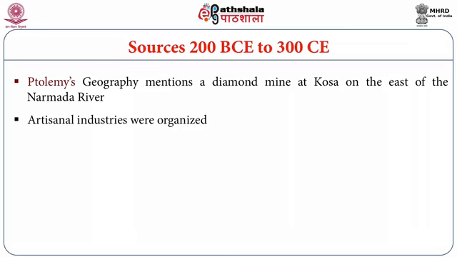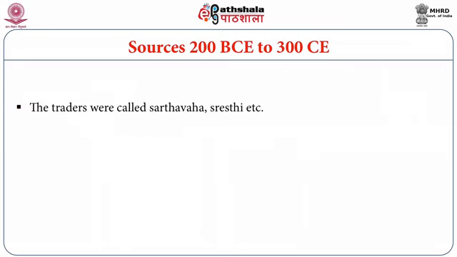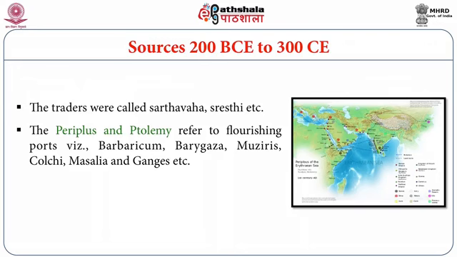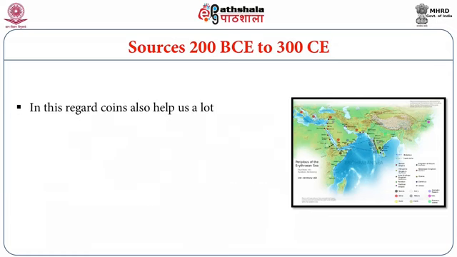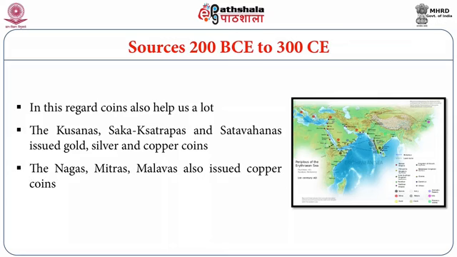Artisanal industries were organized. Professional organizations were Sreni, Gana, Puga, Sangha. The traders were called Sarthavaha, Shreshthi, etc. The Periplus and Ptolemy refer to flourishing ports, viz. Barbaricum, Barygaza, Muziris, Kolchi, Massalia, and Ganges, etc. Both the literary and archaeological sources report Indo-Roman trade. In this regard, coins also help us a lot. The Kushanas, Shakasatraps, Satavahanas issued gold, silver, and copper coins. The Nagas, Mitras, Malavas also issued coins.